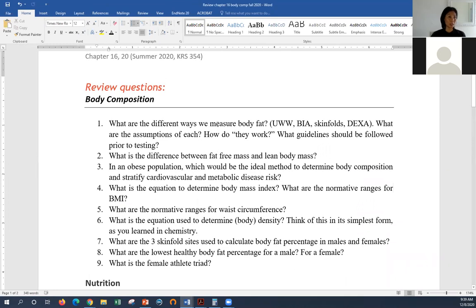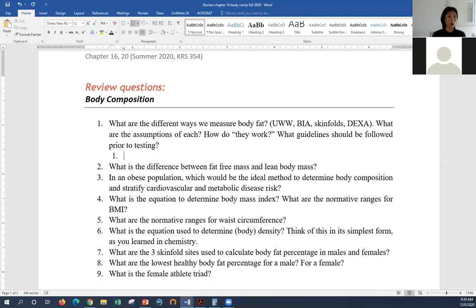Okay, so body composition. What are the different ways we can measure body fat using underwater weighing, BIA, skin folds, and DEXA? What are the assumptions of each and how do they work? And also, what are the guidelines that should be followed?